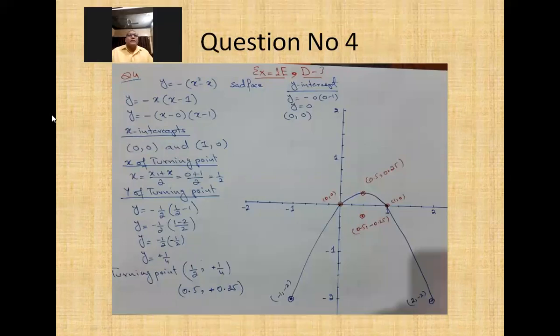The next question coming up on your screen is question number 4, and let me read the question for you. It says sketch the graph of y is equal to minus bracket x square minus x bracket close. So that's the only statement in that question. So here we have an equation, y is equal to minus bracket x square minus x bracket close.